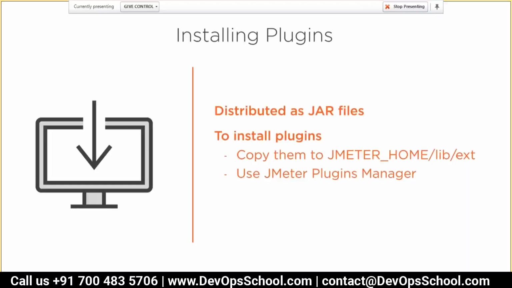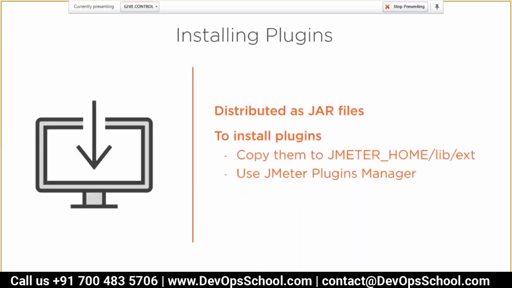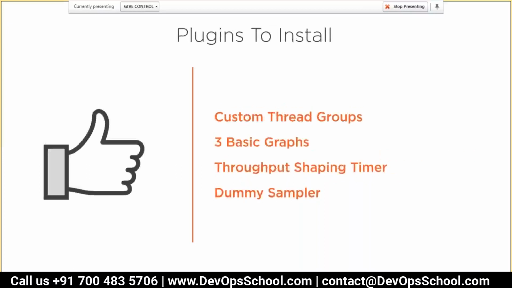Now, what needs to be done to install the plugins? Very simple: download the jar file from the plugins repository, and there is one directory called lib/ext. Just copy the jar file inside that, and then restart JMeter. Many plugins can be installed, such as custom thread groups, basic graphs, throughput shaping timer, and dummy sampler. These are samples of the plugins which you can also install. The installation process remains the same: just copy the jar file into ext and then start JMeter again. So that's the way you can get it.